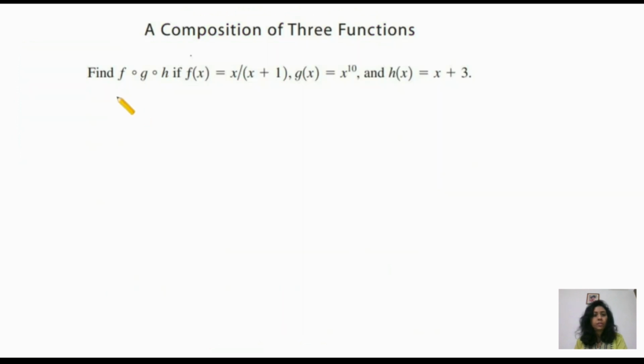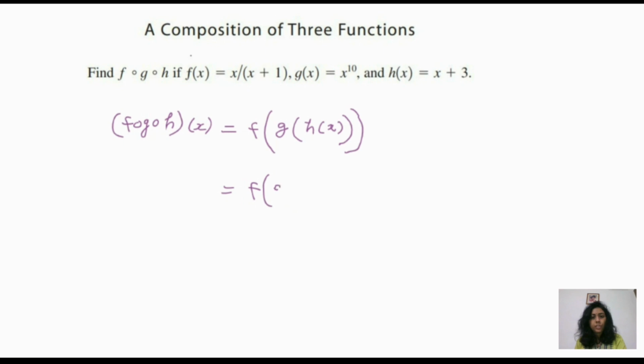Okay. So here is the question: find f o g o h, if f x, g x and h x are given. So our composite function is this. We apply the definition of composite function here: f, g and h x. So here f, then g.